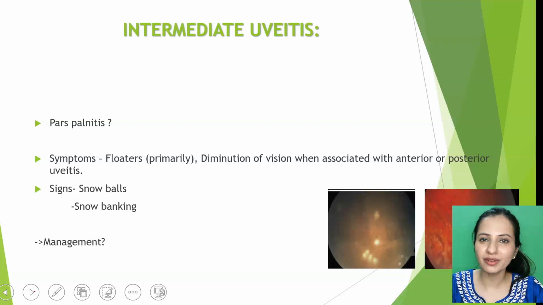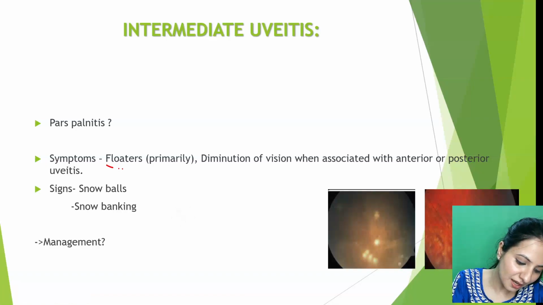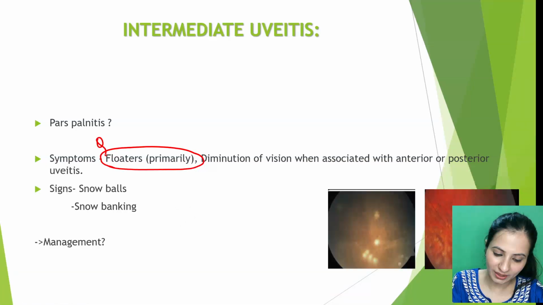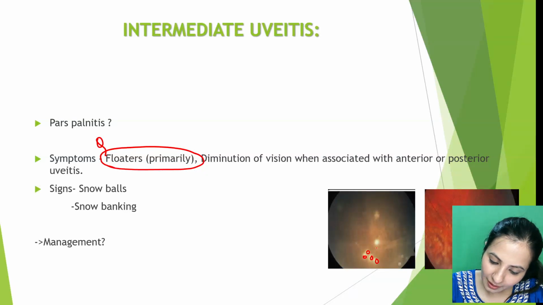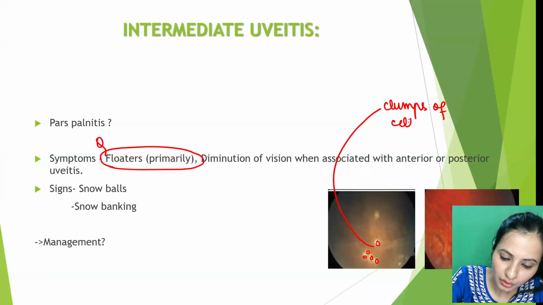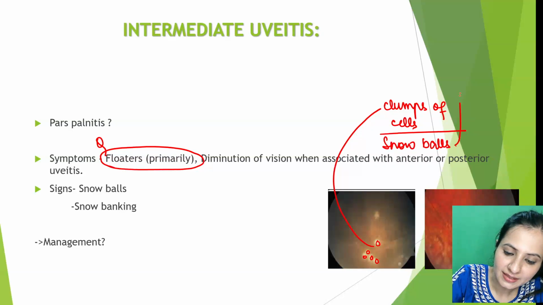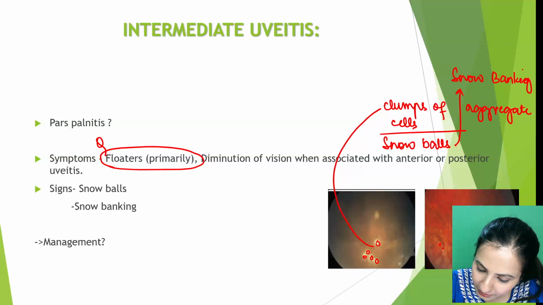Now, intermediate uveitis is not very important for the exam, but you need to know just 2-3 things. The symptoms are going to be floaters primarily, number one thing which you should know. Then you see these clumps of cells. Okay, so this is what you call snowballs. And when these cells aggregate, they form what you call snow banking. As you can see here, there are multiple clumps present along the blood vessels.